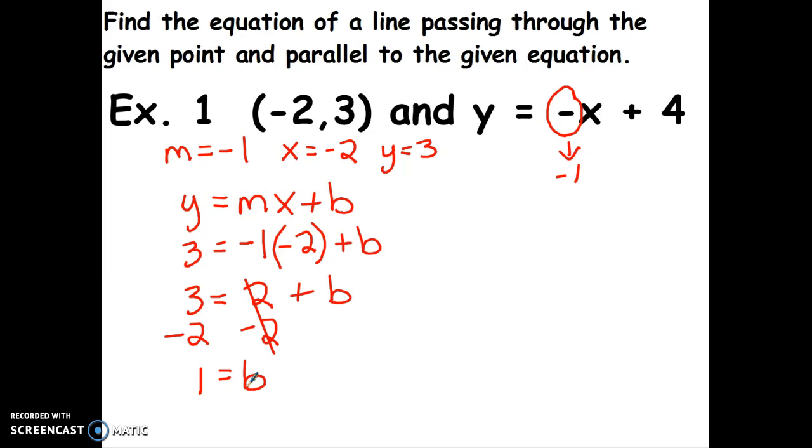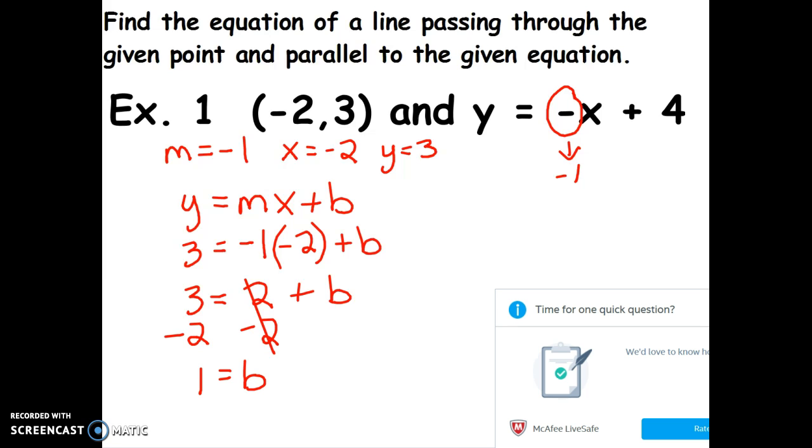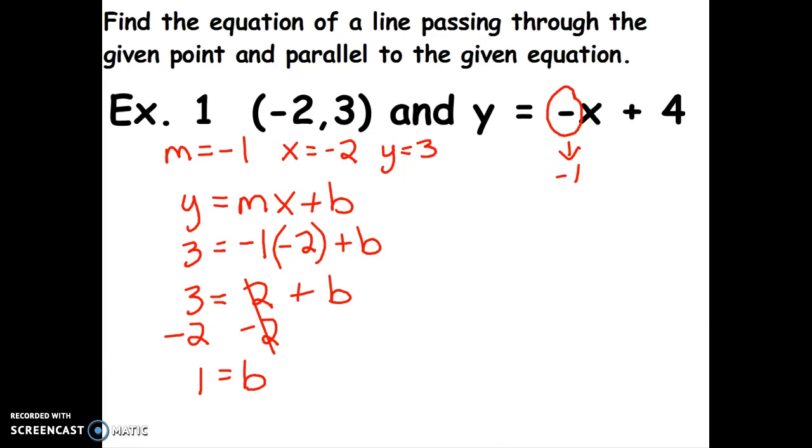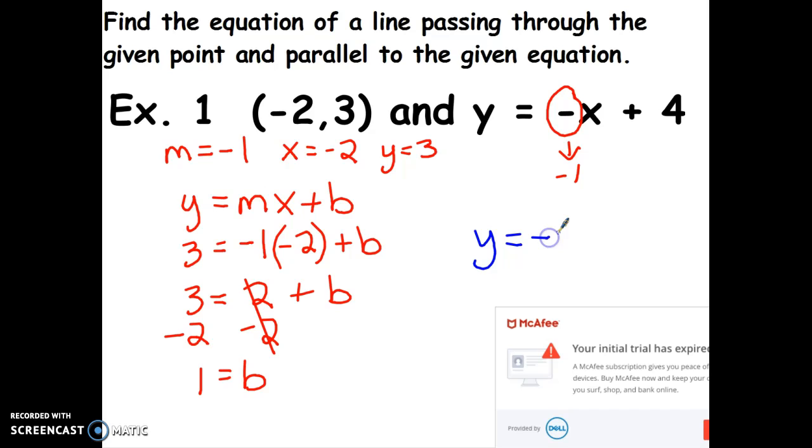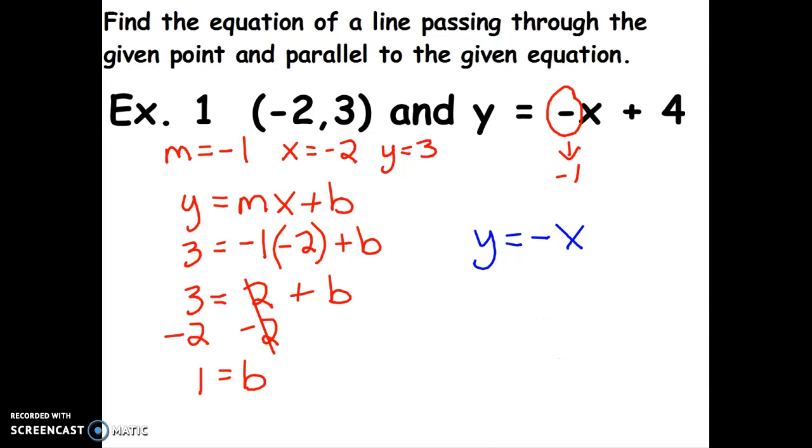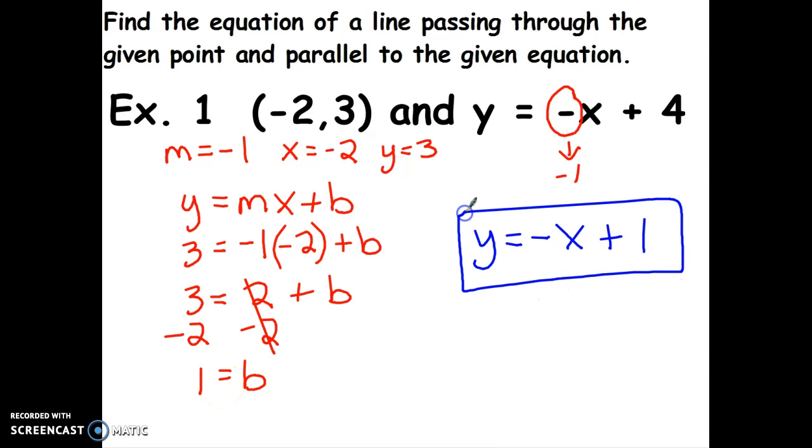Okay? Now we have everything that we need in order to write our new equation. All right, so y equals, what is our slope? Remember, it's the same slope, -x. Remember, we don't have to write that 1. Plus, what's our new y-intercept? 1. And this is the equation that is parallel to this original equation and goes through this point. y equals -x plus 4 and y equals -x plus 1. All right, so you see that's not that bad. All right, so let's take a look at the second one.